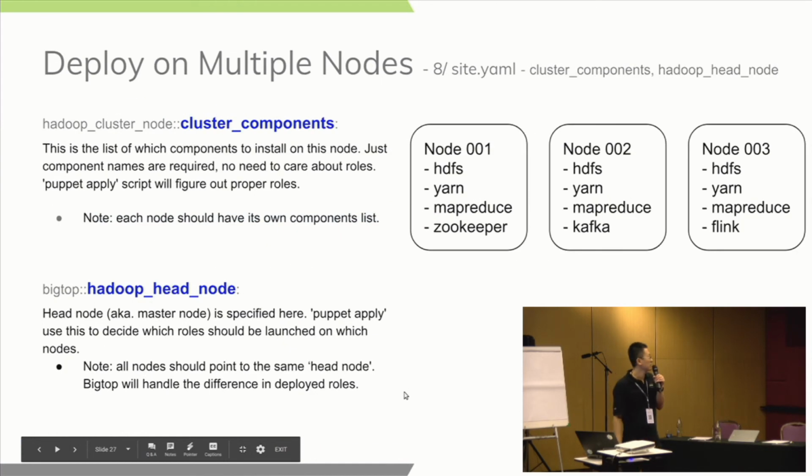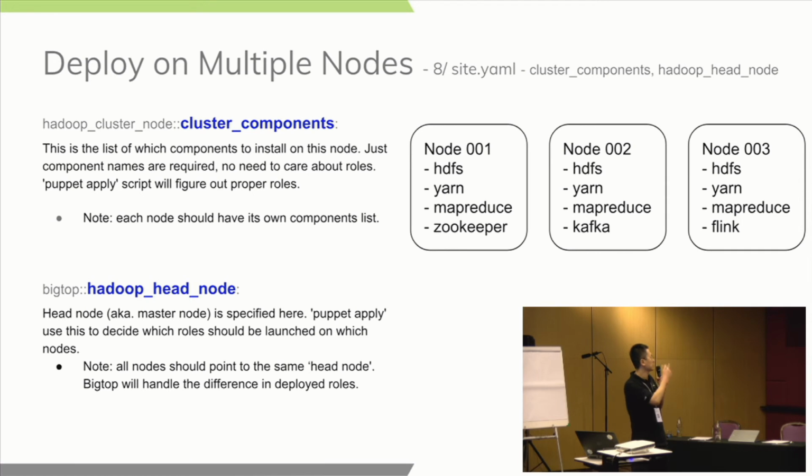So, okay, another important parameter is cluster components. You specify the components you want to install on each of the nodes. In this example, I have Hadoop installed on all the 3 nodes, but for the streaming type of work, I deploy differently: Zookeeper on one node, Kafka on the second, Flink on the third. So it makes a pipeline for streaming data processing.